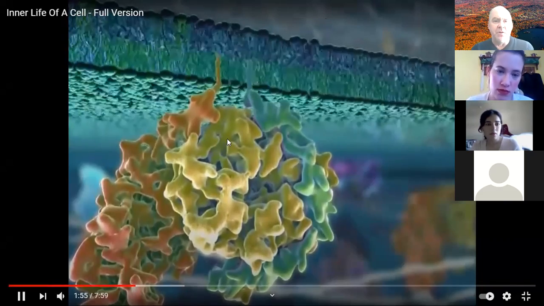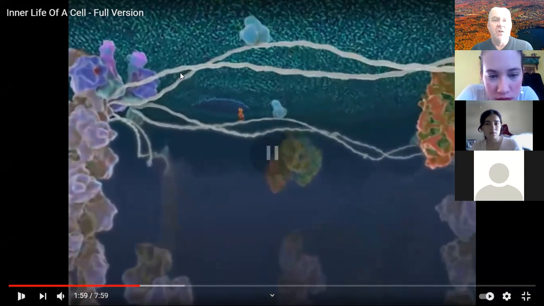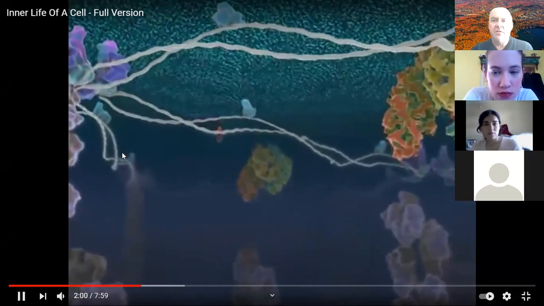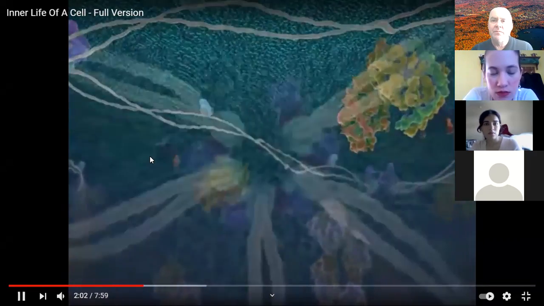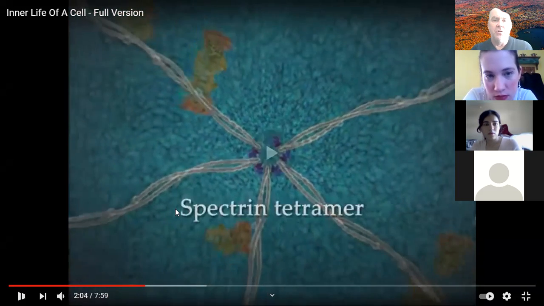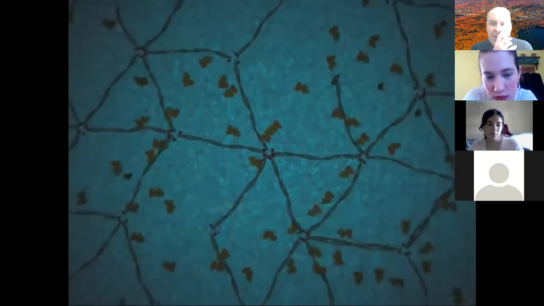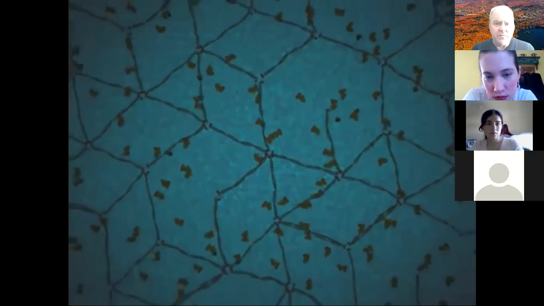So this is a receptor in the membrane. Here's your spectrin, and it's attaching different molecules together. And there's the structure I was showing you with that electron micrograph. Spectrin tetramer, and here you've got your actin and your band 4.1 holding them all together. Okay, now we're going into the cell.